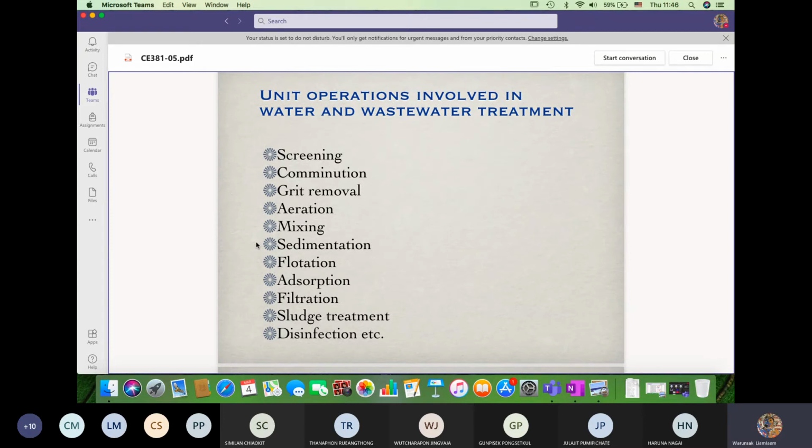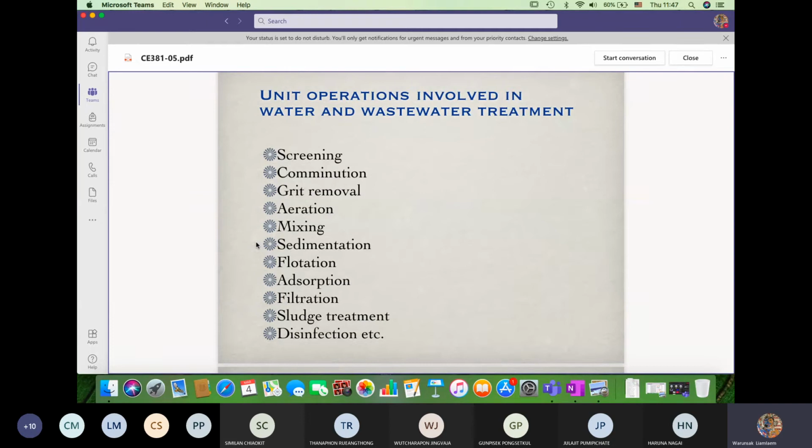Sedimentation is placed after coagulation and flocculation, and in a wastewater treatment plant, we allocate sedimentation right after the biological reactor so that solid particles can settle in the tank, and we finally remove these solid matters as sludge. Flotation is something different, something opposite to sedimentation.